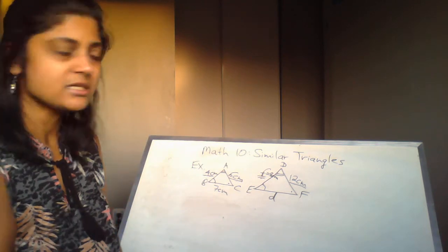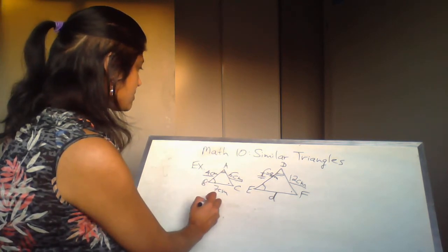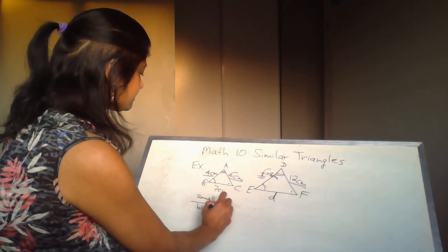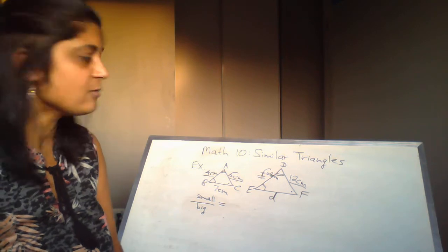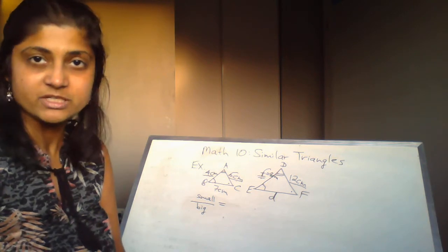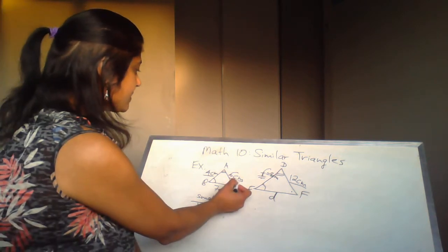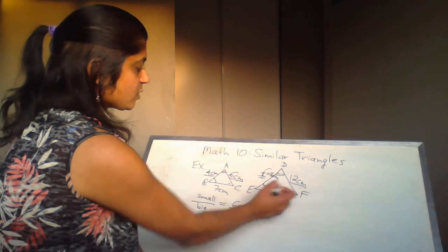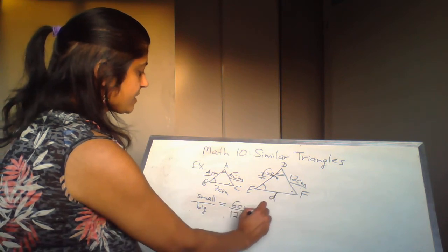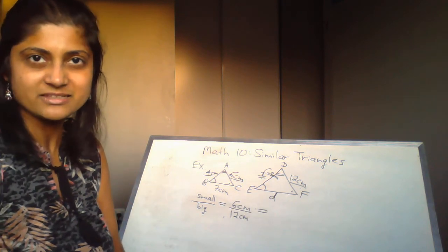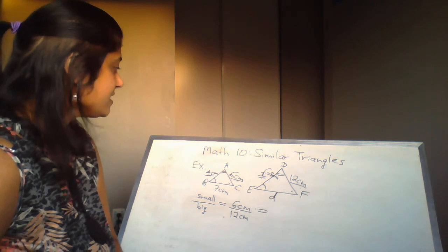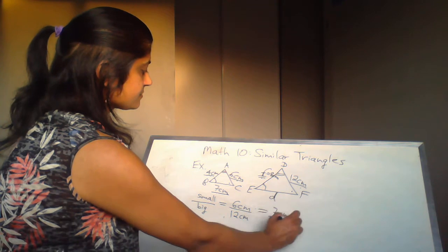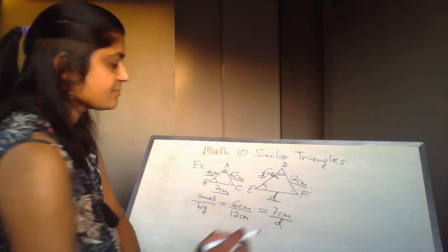Okay, so again, we could maybe just keep that. Let's do the small triangle over the big triangle. So again, I want to compare the two sides that were given to me. We'll start from here. So I have 6 centimeters, which is this side, over 12 centimeters from the big triangle. Does everyone see that? And that's going to equal 7 centimeters from the small triangle over D, which is the big triangle.